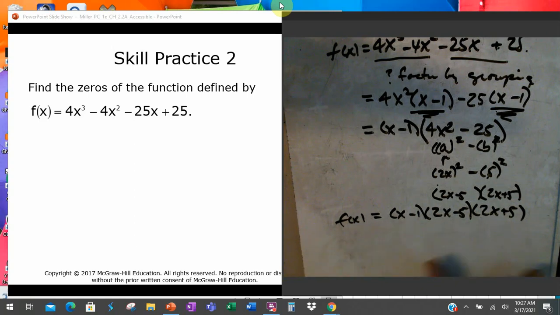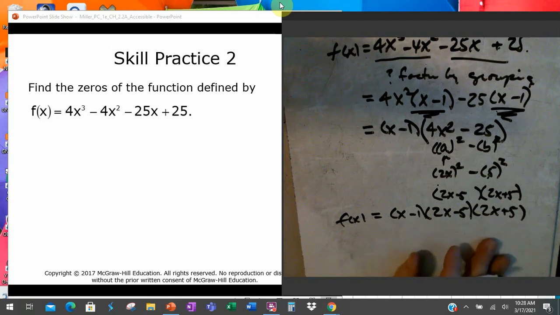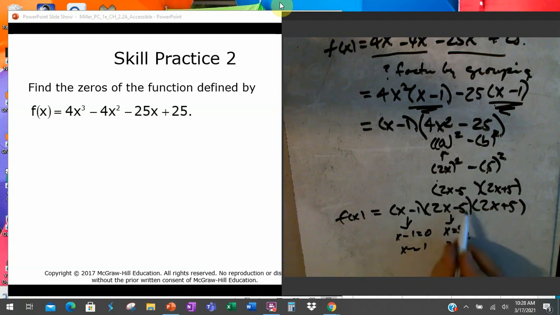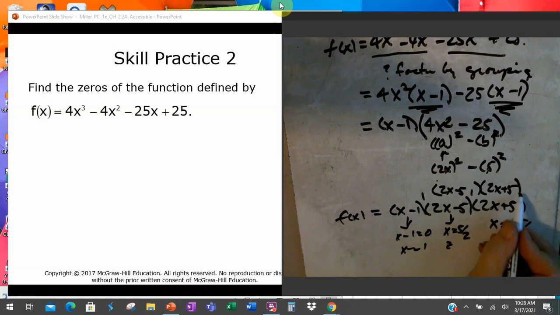Okay, we got them linear factored, we're good. We're all the way down, all in multiplication. Okay, so I can do things like zeros. x minus 1 is equal to 0, so x is equal to 1. 1 is a 0. x is 5 halves is 0. Solve that equal to 0. And then x is equal to negative 5 halves is a 0. The multiplicities are all 1s. m equal 1, m equal 1, m equal 1.